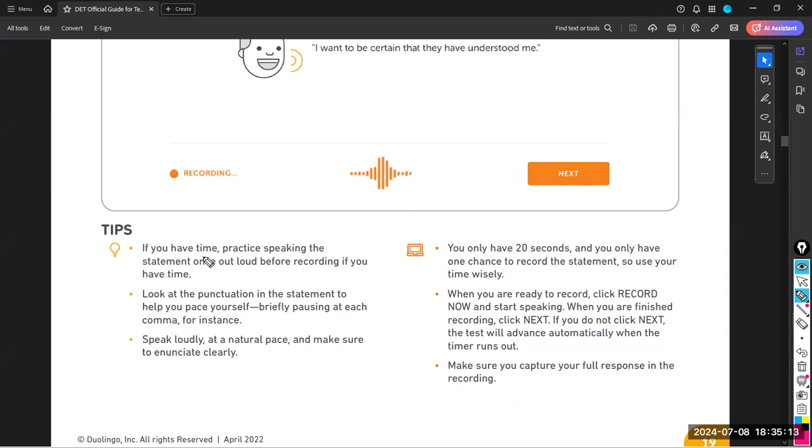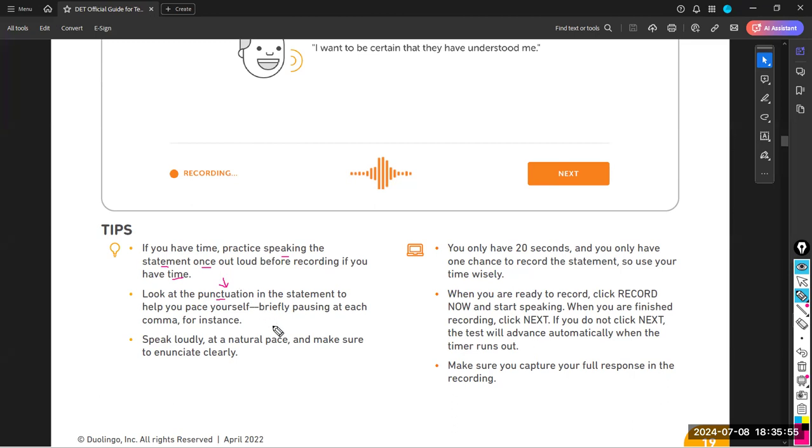So if you have extra time, absolutely you have to practice speaking some sentences or statements once out loud before recording, if you have time. We have to look at the punctuation marks. The punctuation marks in read aloud, Malak, are really important. You have to be careful about your intonation and you have to pause. For example, if you have a comma or a semicolon, you have to be careful about the intonation. If it is a question, for example, the intonation should go up, or if it is a normal statement, the intonation should go down.